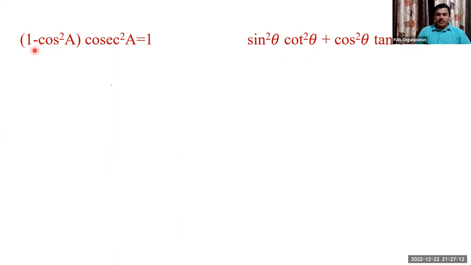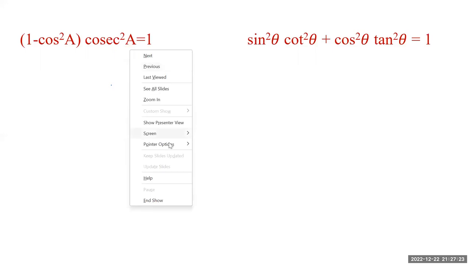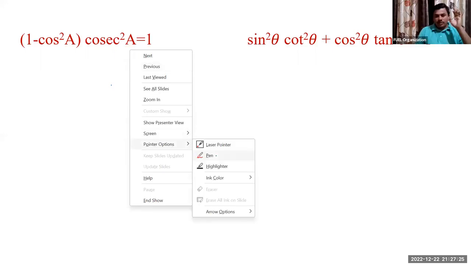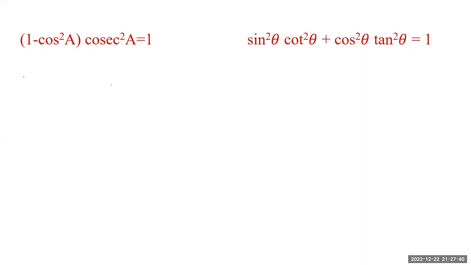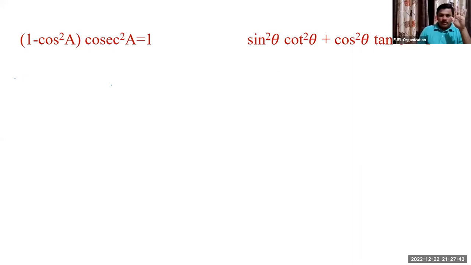There are two questions. This is the first question: 1 minus cos square theta is equal to cosecant square theta or A is equal to 1. First, you solve this one. Answer. Done. Very good. How many of you finished? Raise your hand. Very simple question. What about the remaining students? Once you finish, please raise your hand.